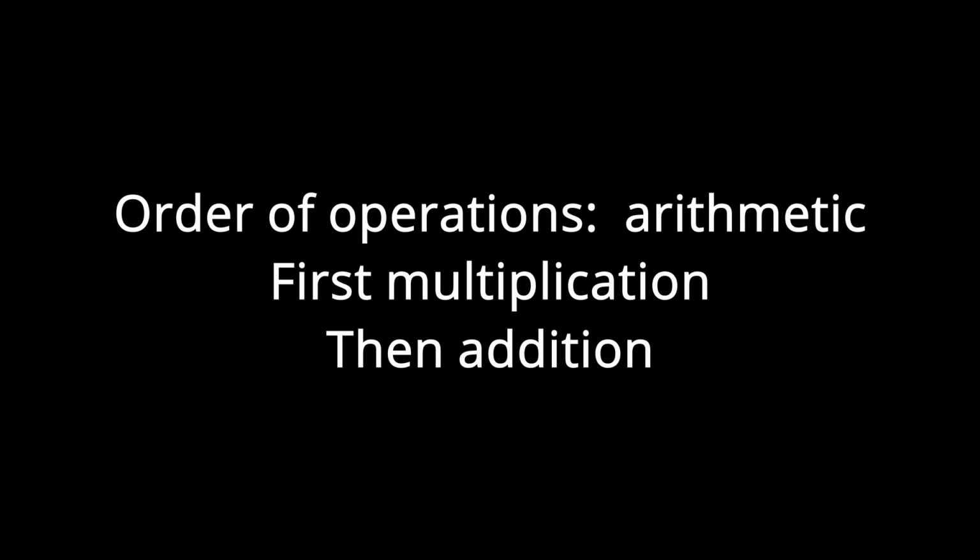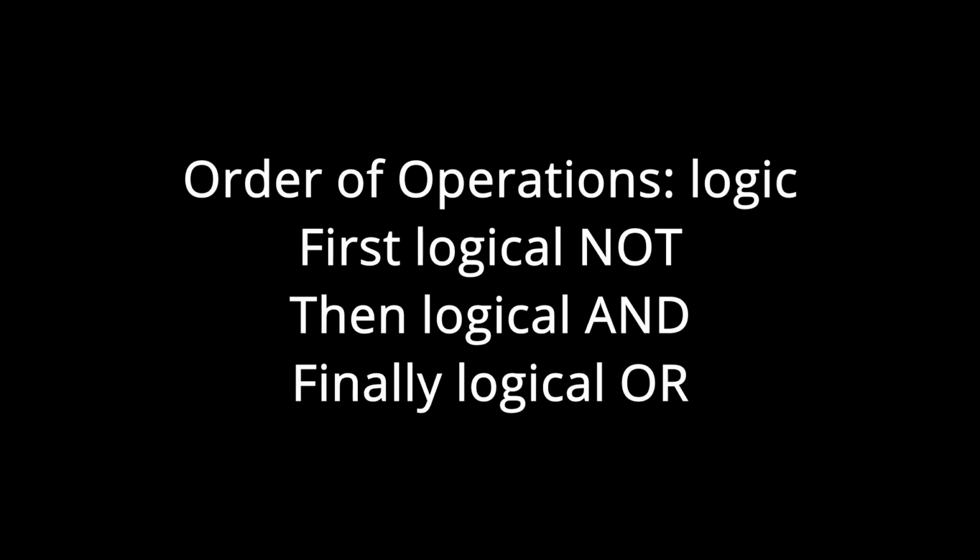When adding and multiplying numbers, there is an order of operations. Multiplication is done before addition. For instance, 3 plus 4 times 6 equals 3 plus 24 equals 27, because the multiplication is done before the addition in the statement. In the same way, there is an order of operation of logical operators. First comes logical NOT, then logical AND, and finally logical OR. That is, not comes before and, comes before or.